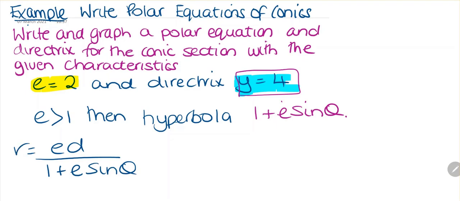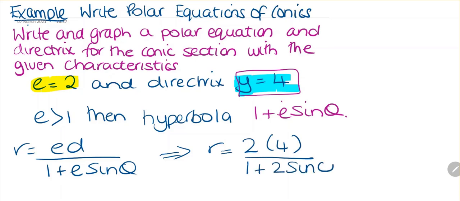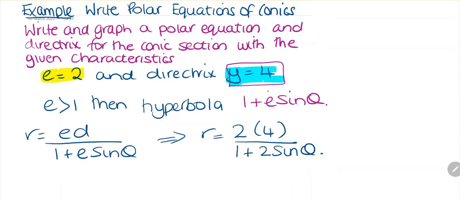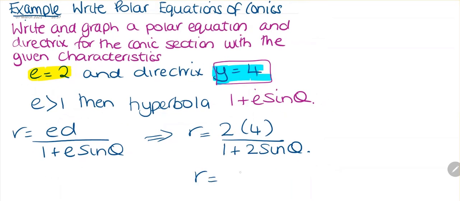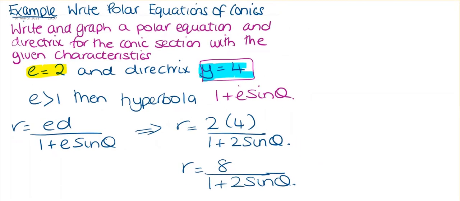So we know that e is 2, and we know that our directrix is 4, and this is going to be 1 plus 2 sine of theta. So our equation will be 8 over 1 plus 2 sine of theta, and we need to graph it. So we know it's a hyperbola.